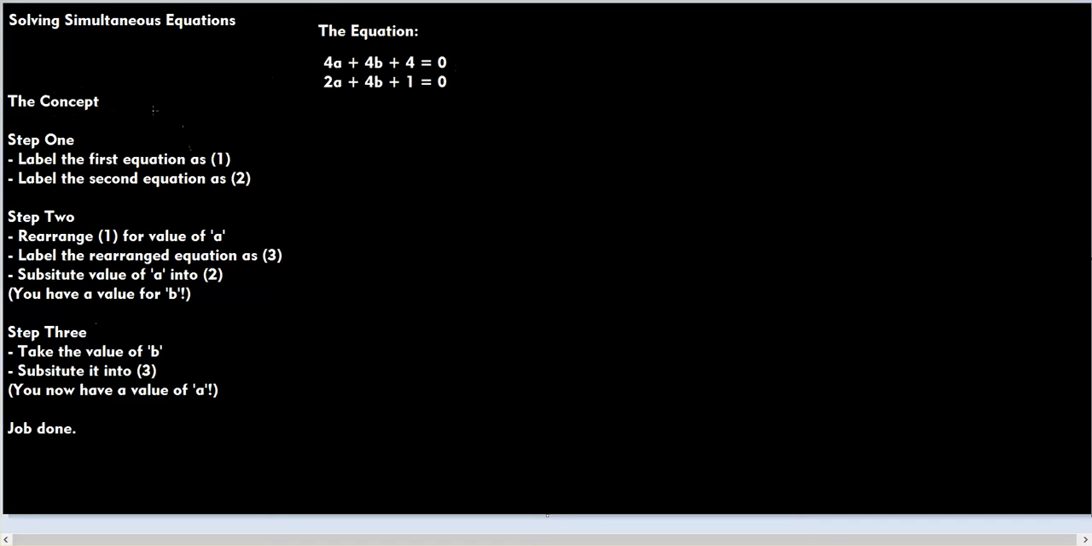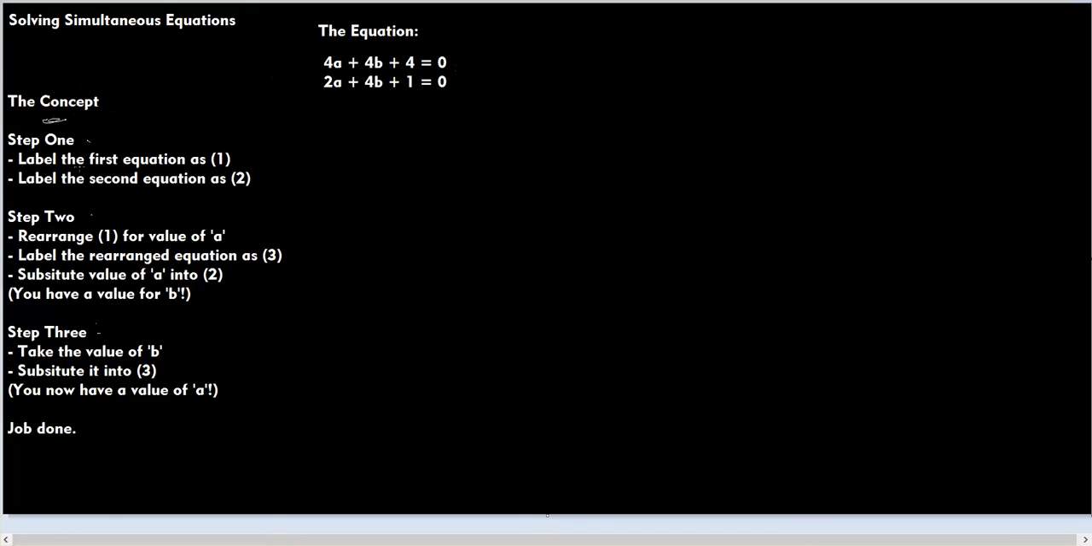Over here to the left hand side we have our concept. In the concept we have step 1, step 2 and step 3. Steps 1, 2 and 3 will be used throughout this video as a guide that we can follow whenever we are attempting to find the solutions of a and b.